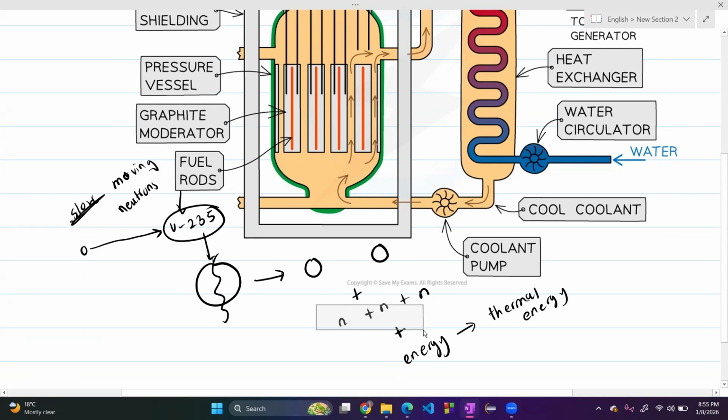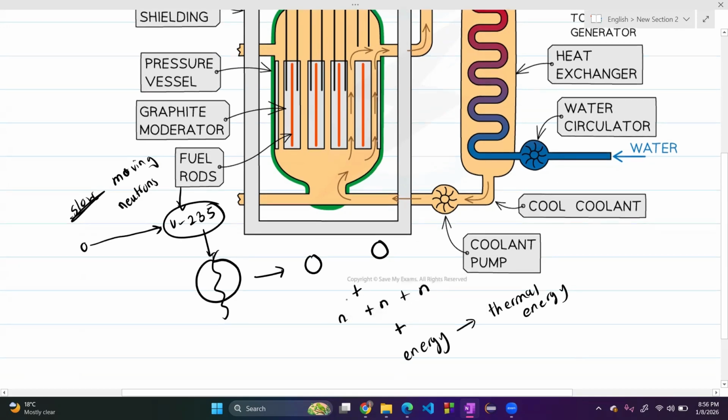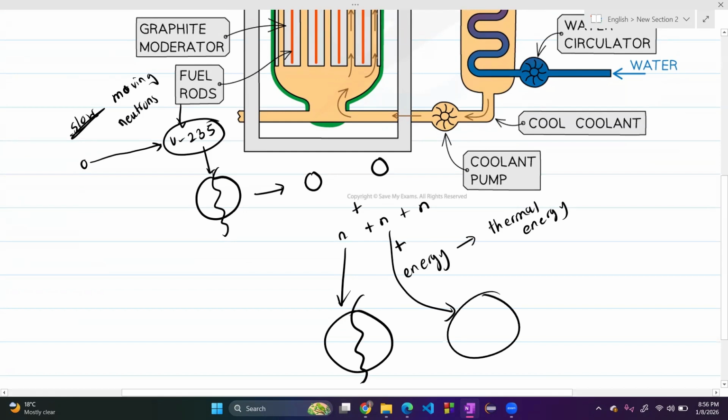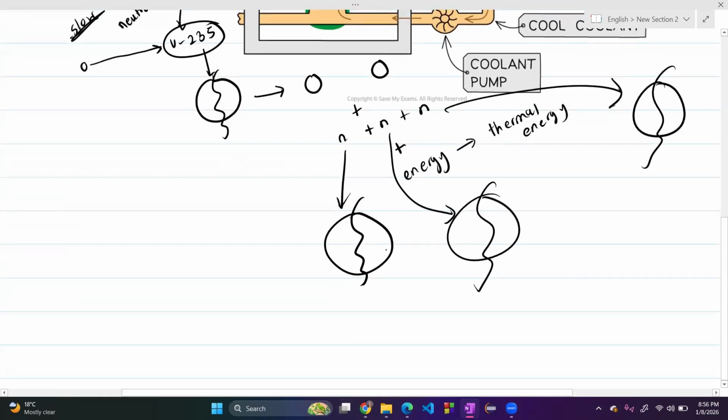Now, these neutrons that have been produced travel again and hit more uranium-235 nuclei. This will hit another uranium-235 nucleus, this will hit another, and each uranium-235 nucleus will produce more daughter nuclei, plus more neutrons. So this process will continue, and this is known as a chain reaction. It's continuous, so it's known as a chain reaction.